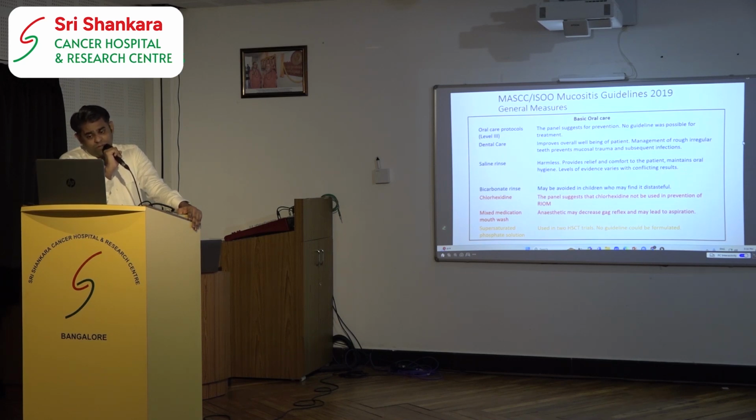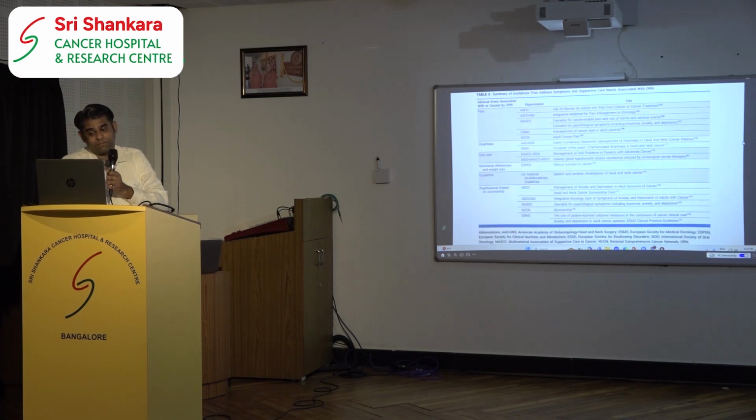In prevention, with mixed medication mouthwash, anesthetic may decrease the gag reflex and may lead to aspiration, so they do not recommend that. Supersaturated phosphate solution was used in 2 trials, but no guidelines could be formulated. What you can do is dental care, saline rinse, and bicarbonate rinses. Chlorhexidine can be given, but it cannot prevent the development of ORN. For oral hygiene, you can give these.